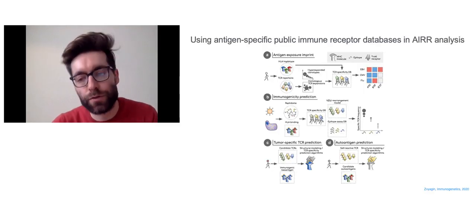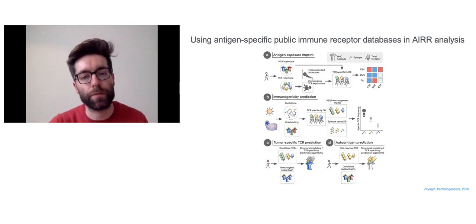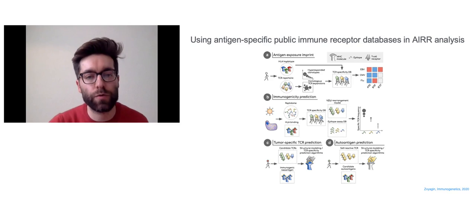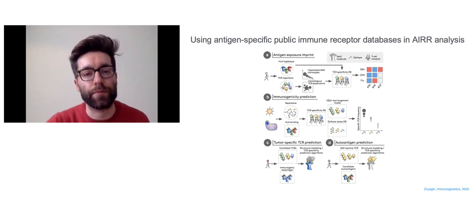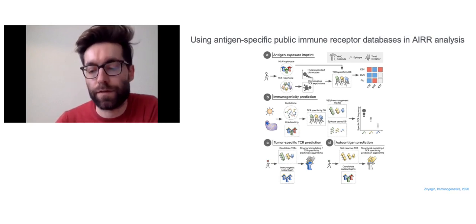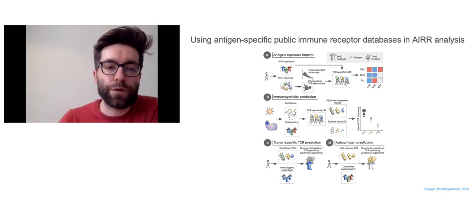And here, I'm not going to go into detail, but this is from a paper from Mike Shugay, where he outlines what you can do with antigen-specific data on the T cell side. So for example, you can look at the antigen exposure imprint, immunogenicity prediction, tumor-specific TCR prediction, and so on and so forth. And it's all very well explained in this review paper.